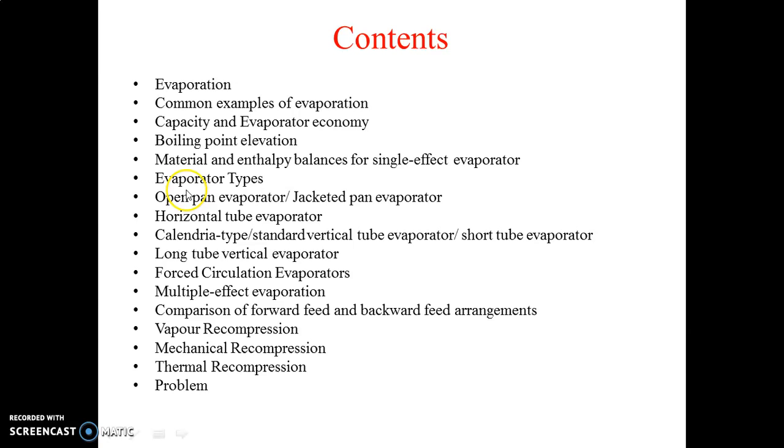Then we will discuss the evaporator types, and then we discuss one by one the different types of evaporator. For example, open pan evaporator, horizontal tube, calandria type, or standard vertical tube evaporator. So let us start the lecture.